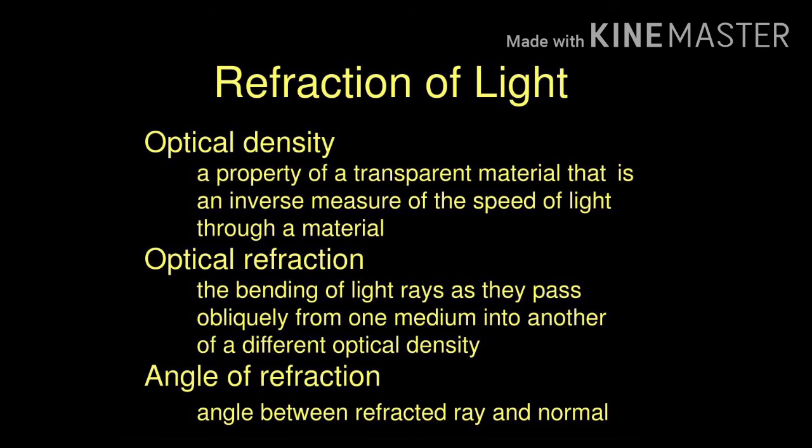You want to know what optical density is? Optical density is a property of a transparent material that is an inverse measure of the speed of light through a material. If the speed of light in a material is less, then it is optically denser. If the speed of light is very high in one medium, that medium is optically less dense.